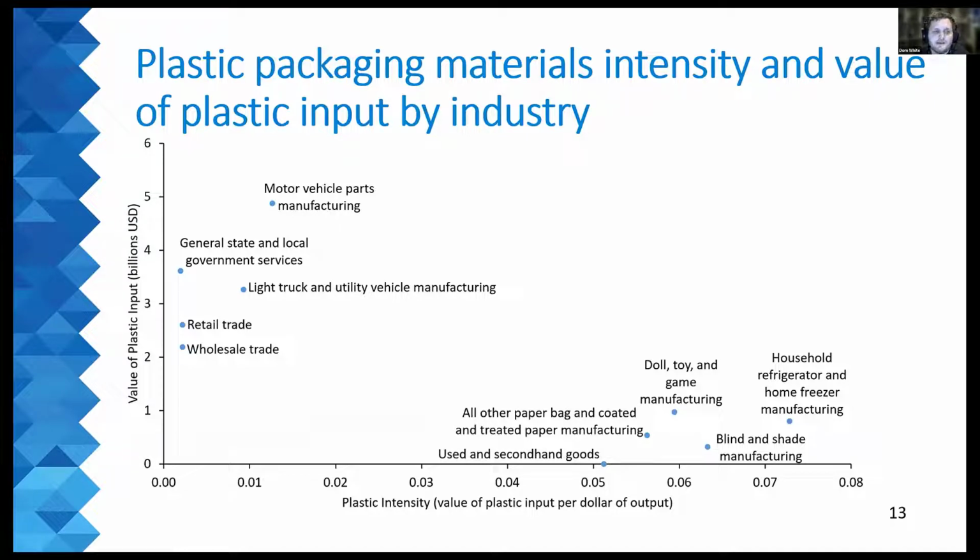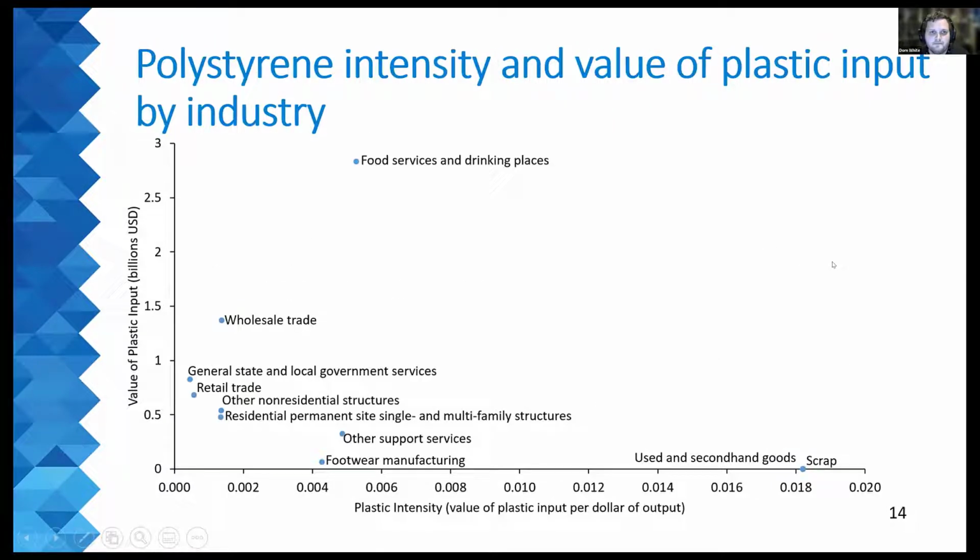And the reason for this is if you have a higher value of input, that translates to a higher volume of plastic packaging materials. And if you're using a higher volume of plastic packaging materials, that's more likely to lead to plastic pollution. So policymakers and consumers should probably focus on motor vehicle parts manufacturing, general state and local government services, light truck and utility vehicle manufacturing, and retail and wholesale trade.